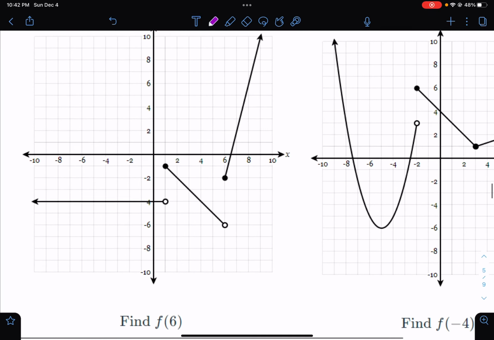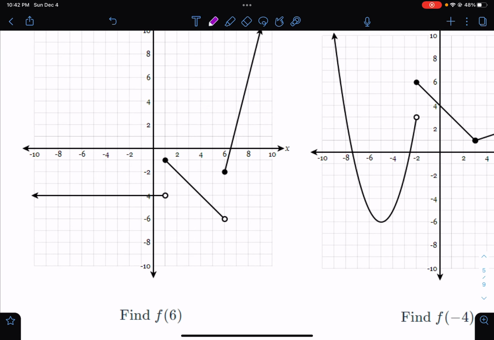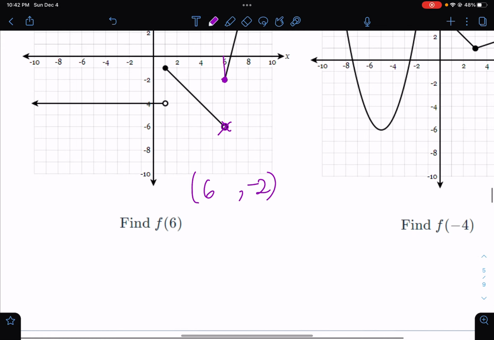All right, next one, they want us to find f of 6. If we look at an x value of 6, we appear to have two outputs, but remember, we don't use the one that is open, so we're going to use our closed hole here of -2.